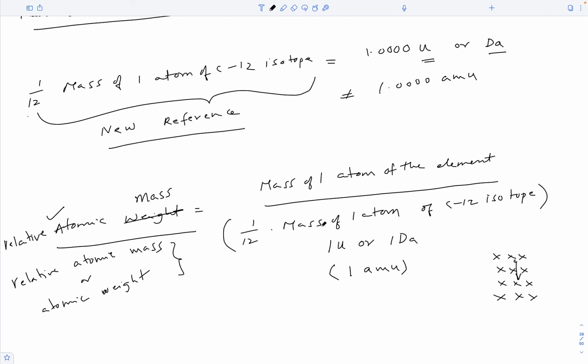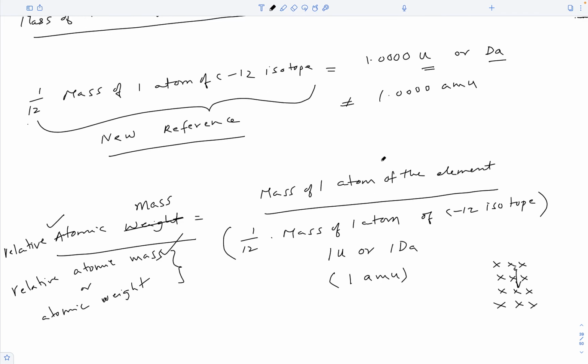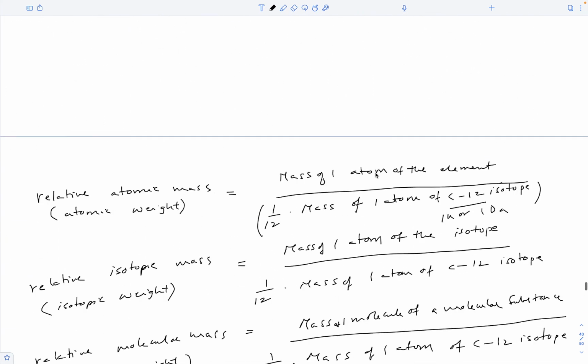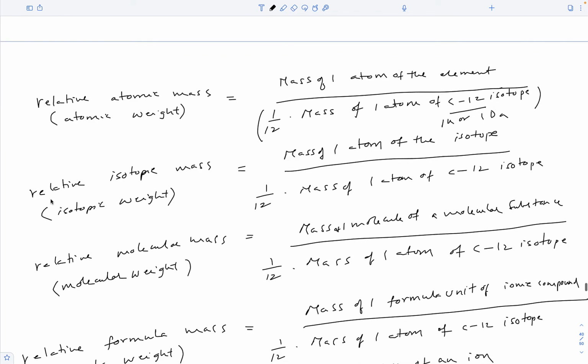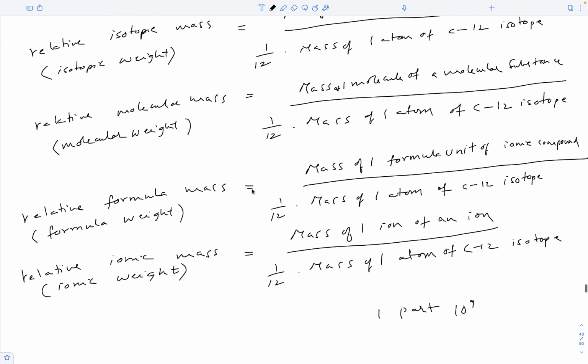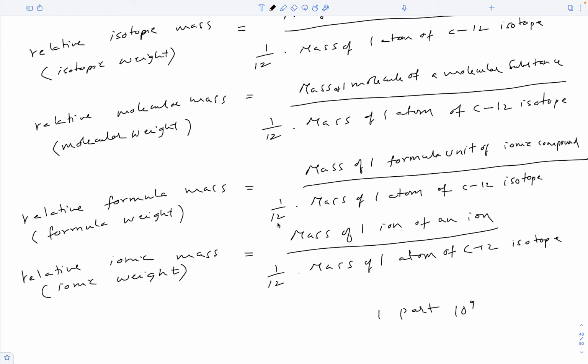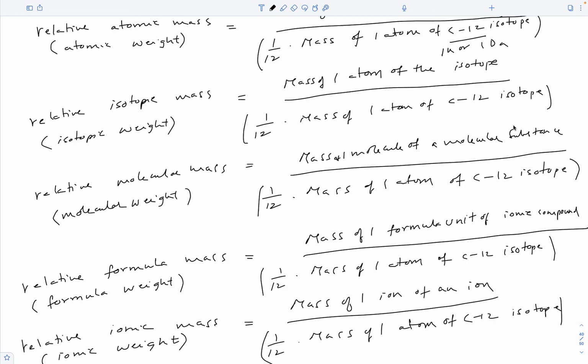It is the ratio between these two masses, and it is a dimensionless number. Similarly, we can rename molecular weight to relative molecular mass, isotopic weight to relative isotopic mass, formula weight to relative formula mass, and ionic weight to relative ionic mass. See, in all these definitions, we have changed the reference. 1/12 of the mass of one atom of C12 isotope is the new reference. Now we are ready to conduct some chemical reactions.